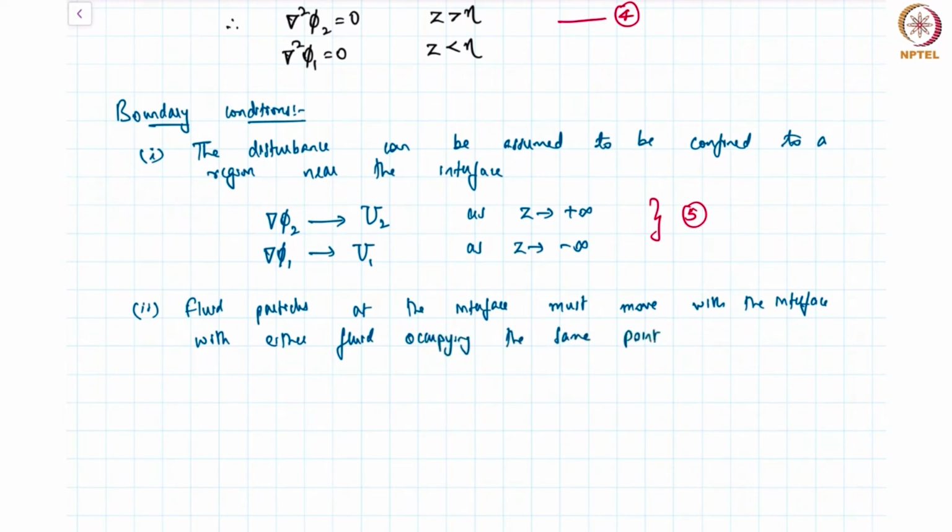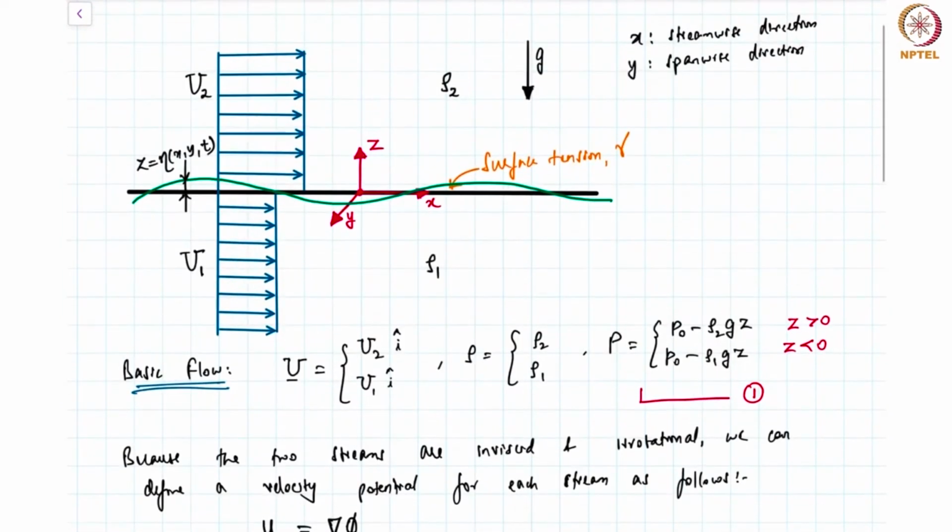So if at a particular point you have fluid 1, then you cannot simultaneously have fluid 2 at the same location, because fluid 1 and fluid 2 are distinct fluids. Let's say you create a disturbance and this interface moves up, then the fluid above has to give way to allow this interface to move up.